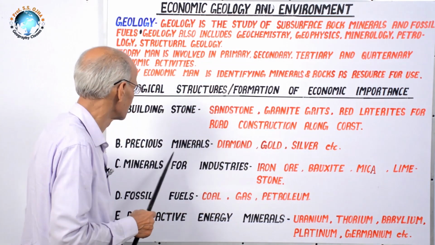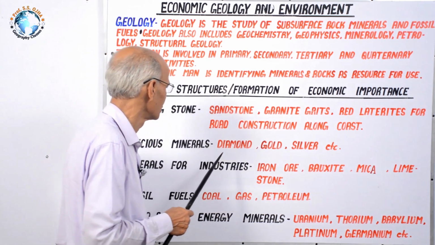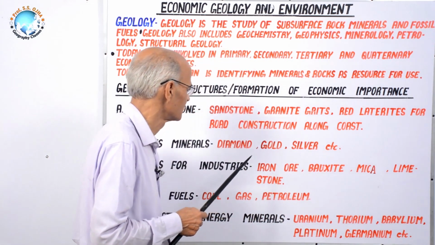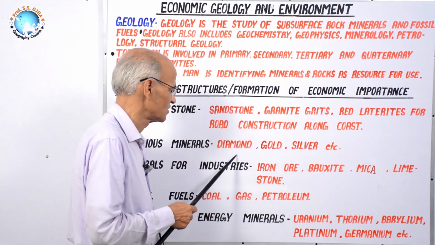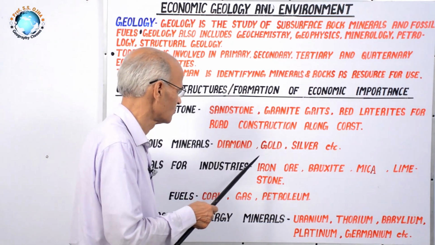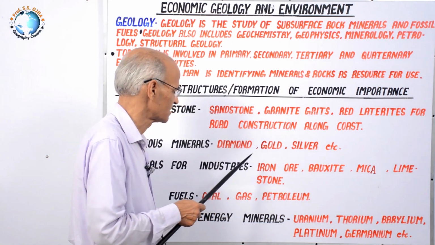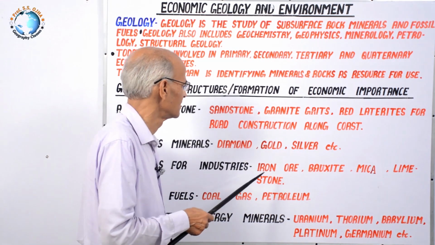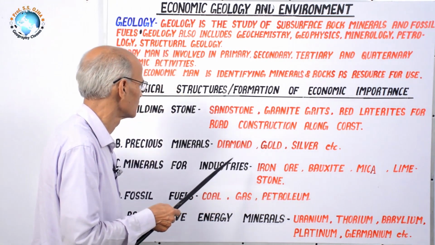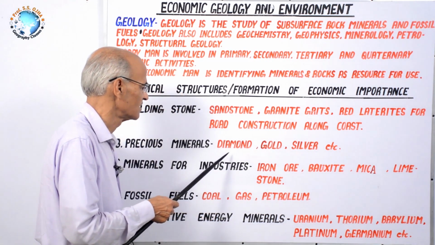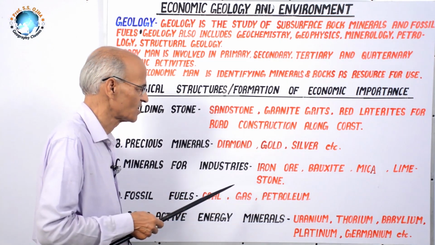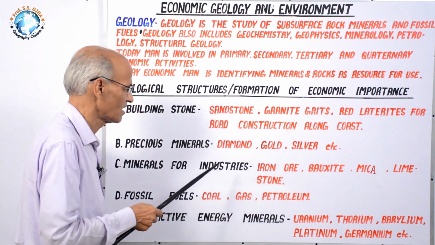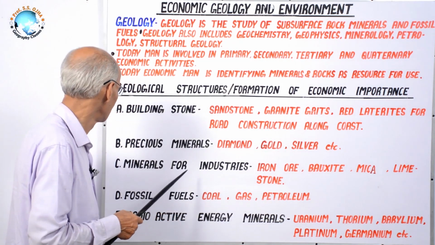Second is precious minerals. You are aware that diamond, gold, silver, etc. are precious minerals which are used for jewelry, and this is also one of the geological structures. Today, man is mining, searching these rocks for the use of society. So, we will see on the world map where these minerals are found and how man is excavating them and what environmental impact it has.